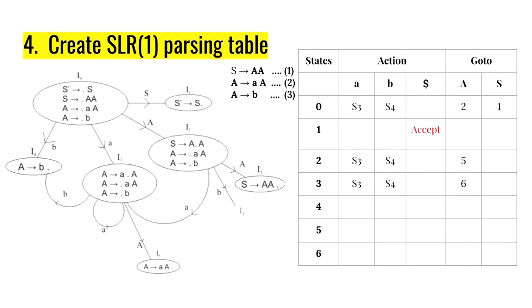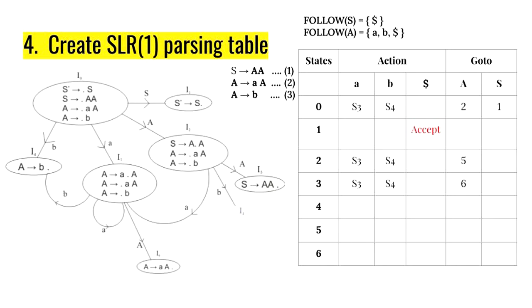Let's find the follow of all the non-terminals first. Follow of S is dollar as it is the start symbol. Follow of A will be first of A in the production S derives AA, and follow of S. That is, the follow of A will be A, B and dollar. The link of the video explaining first and follow is in the description box below. Back to the parsing table.